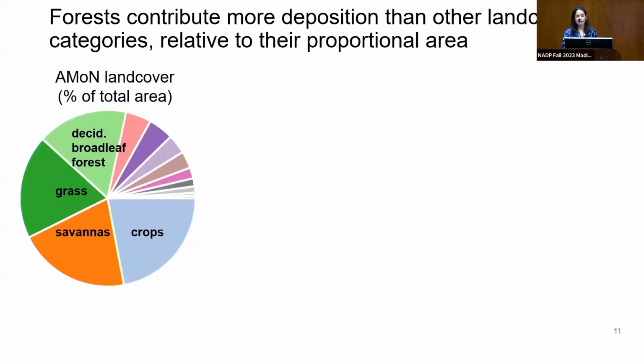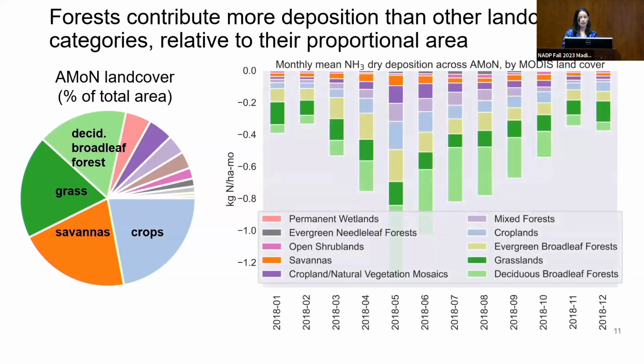Okay, and I'm going to look at that land cover element a little bit closer in this slide. We can see that the takeaway related to deciduous forests extends more broadly to forested categories. It seems that forests contribute more deposition than other land cover categories relative to their proportional area. On the left here, I'm showing the distribution by area of the land cover categories sampled by AMON in 2018, at least. And on the right, I'm showing the monthly net depositional fluxes stacked across those land cover categories. I realize there's a lot of information on this slide as well.